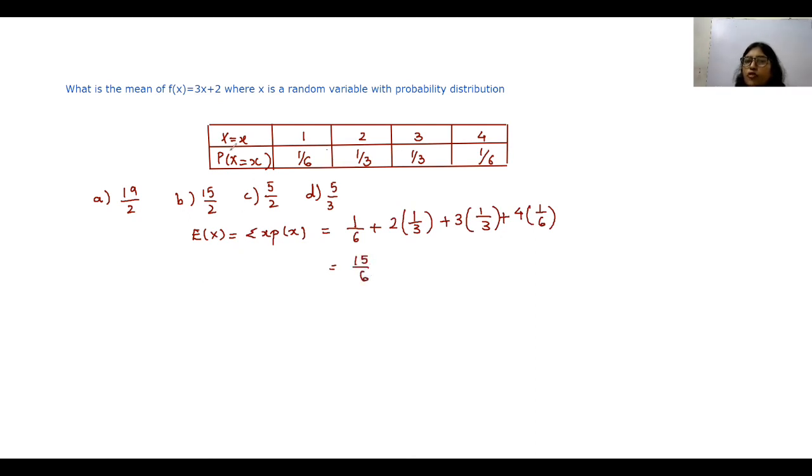But that is for x. We are looking for 3x plus 2, and we know that the mean changes with the multiplication as well as the addition. So this will become 3 times E(x) plus 2, and that is 3 into 15 by 6 plus 2. Simplify to get your answer, and that is 19 by 2. Option A, that will be.